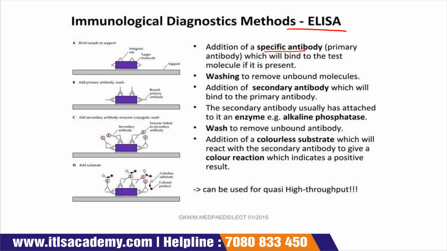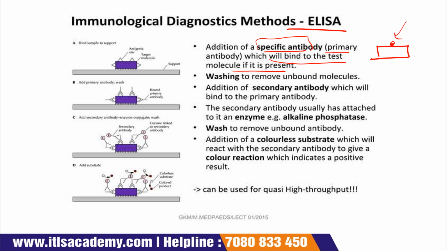We add a specific antibody which will bind to a test molecule if it is present. That I already told you. Suppose that this is your target. If this target is present, then when we add a specific antibody, also called a primary antibody, it will form a bond with it.